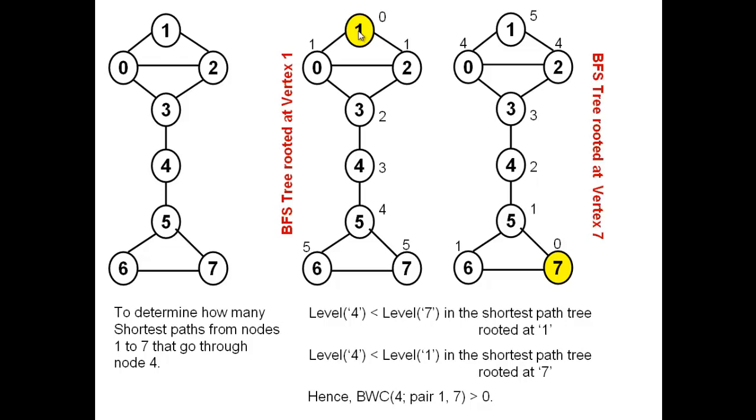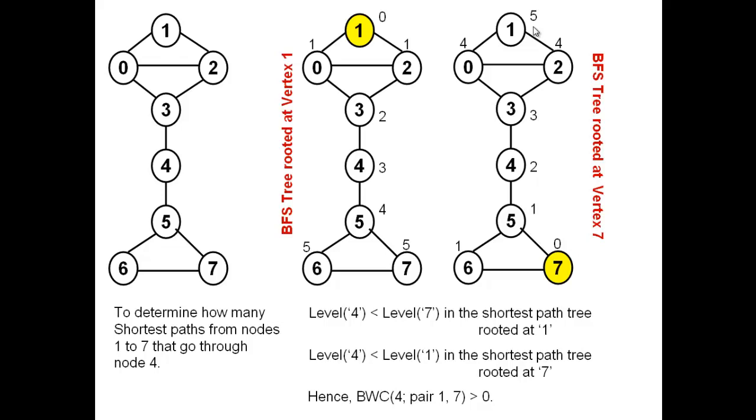Alright, okay. So in the breadth first search tree starting from vertex 1, the level number of the vertex 4 is less than the level number of vertex 7, which is 5. Similarly, in the shortest path tree rooted at 7, what we're going to find is the distance from the root to vertex 1. So that's going to be level 5.